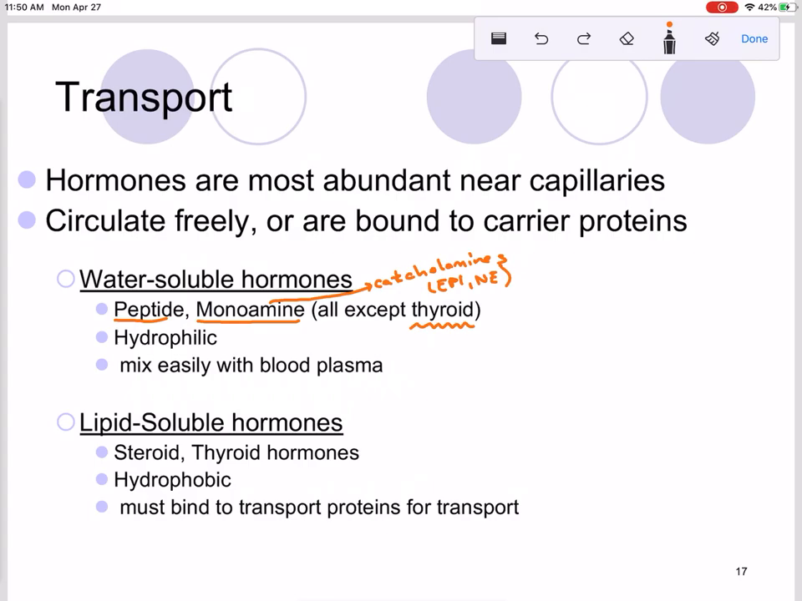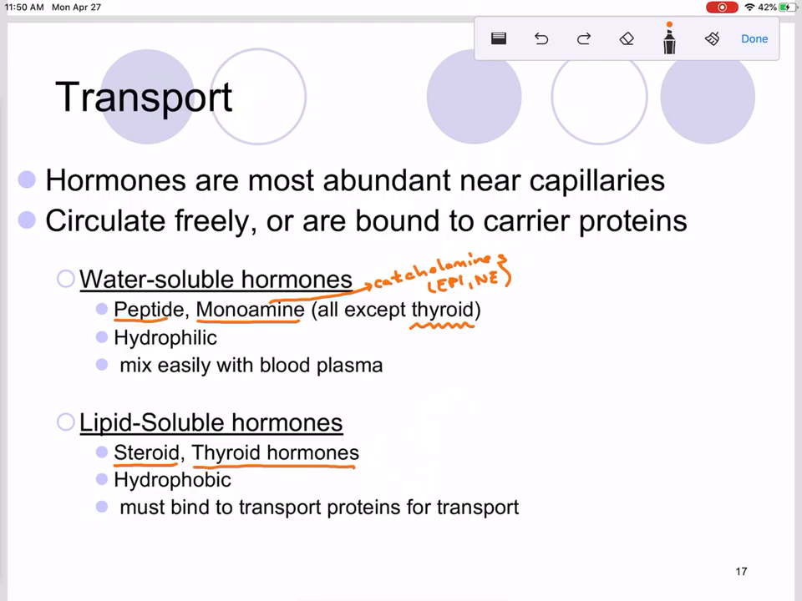So all of our peptide hormones, which is the biggest category of hormones, are water soluble. And then our monoamine hormones, such as the catecholamines, are also water soluble, with the exception of thyroid hormones. Which means that which classes of hormones are lipid soluble? Our steroid hormones, estrogen, testosterone, and the thyroid hormones.